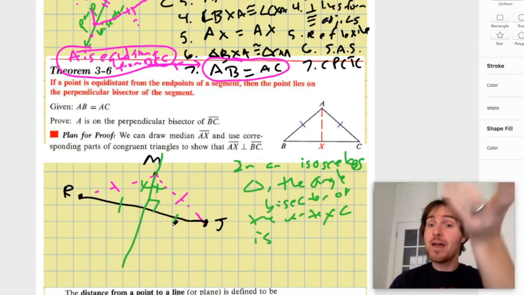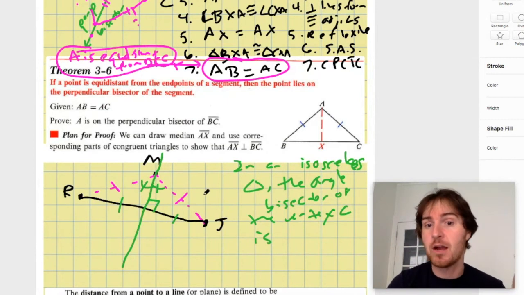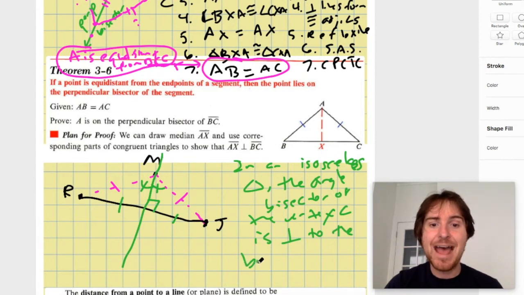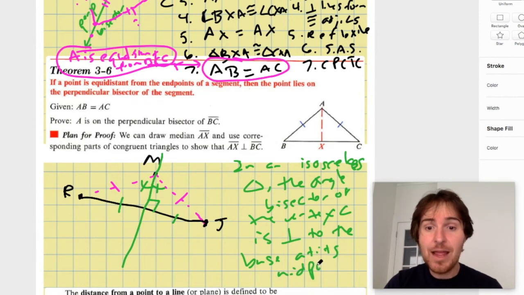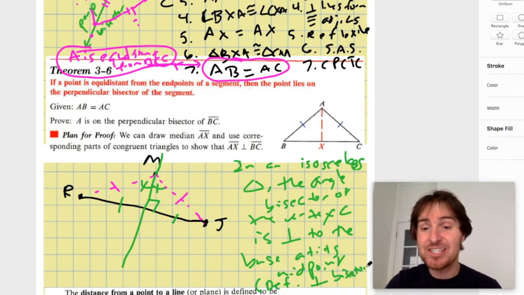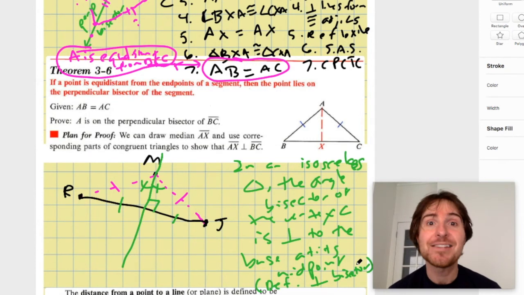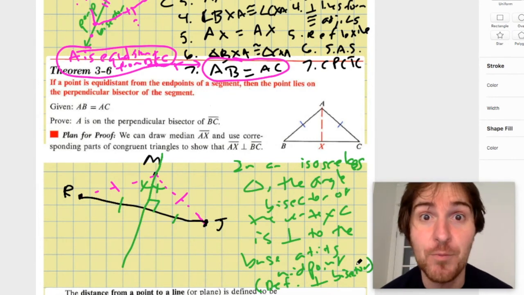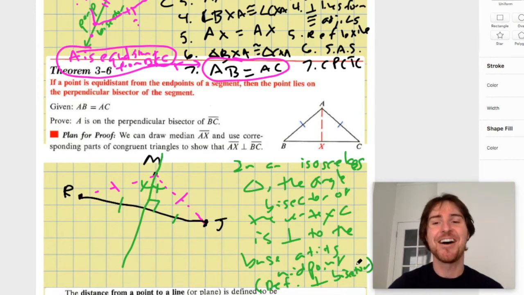That's what's going to get you that proof right there. The angle bisector of the vertex angle is perpendicular to the base at its midpoint. And that would be enough. That would fit our definition of perpendicular bisector. Now that we've defined it in the book, we can just say that the angle bisector of the vertex angle of an isosceles triangle is the perpendicular bisector of the base segment that you have there.